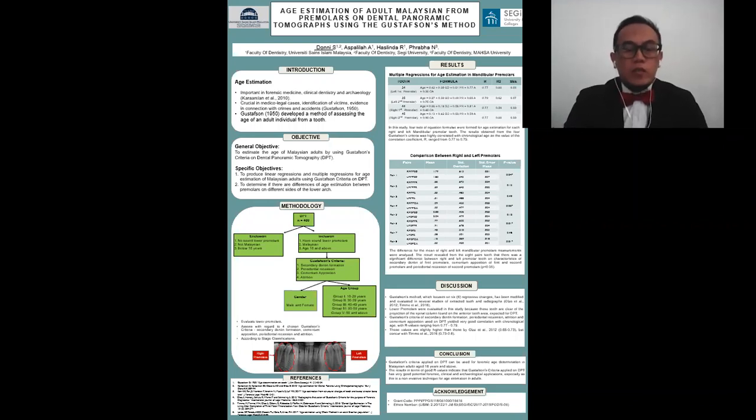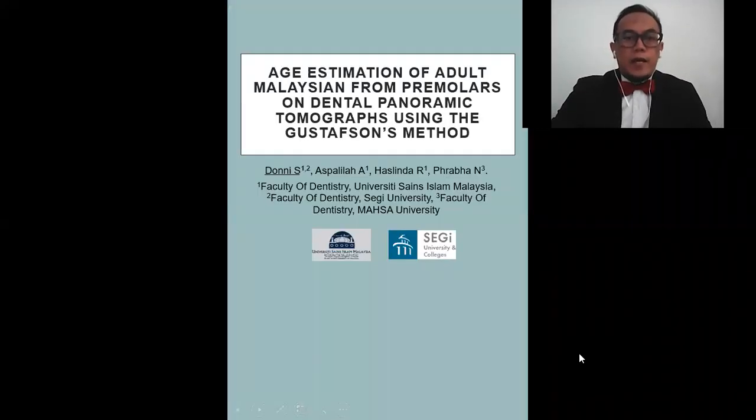I'm Dr. Doni Sonjaya, a master student from Universiti Sains Islam Malaysia. I would like to present my poster with the title: Age Estimation of Adult Malaysian from Premolars on Dental Panoramic Tomographs using the Gustafson's method.